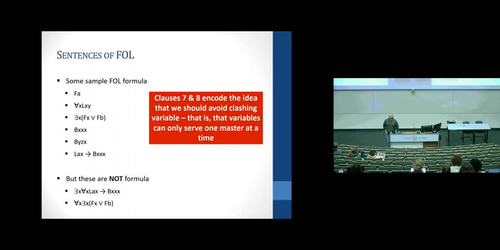Notably though, the one thing that 7 and 8 guarantee, what they force us into doing, is that we can't do stuff like what we have at the bottom. And the reason why we can't do stuff at the bottom is we have clashes of variables. Basically trying to bind the same gaps with multiple quantifiers. We can't do that. That's the only grammatical no-no.